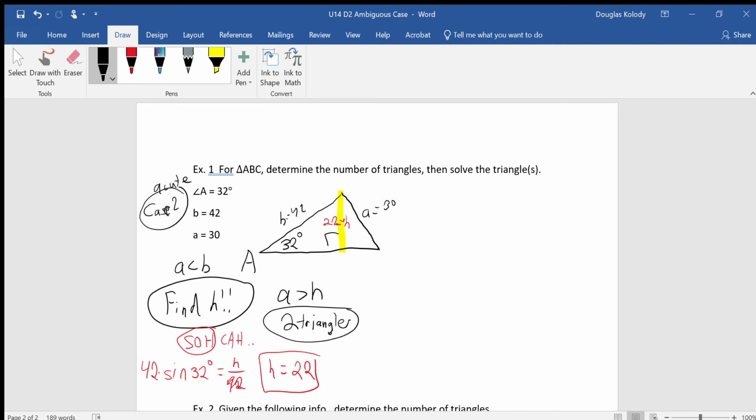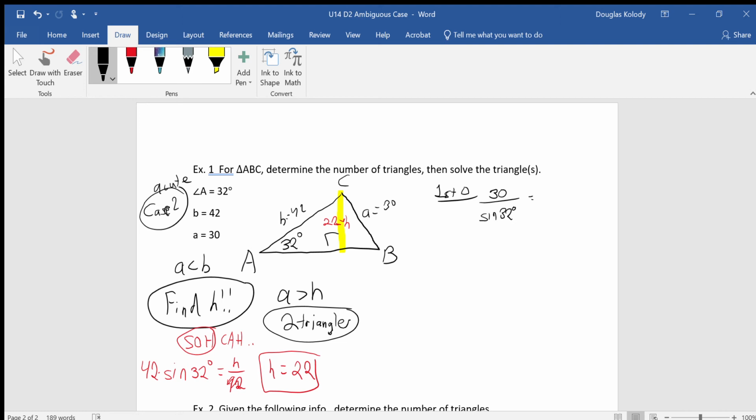All right, so the first triangle, triangle number 1. I'll even write that right here, first triangle. Let's set up the law of sines. Remember, it's the side divided by the sine of the angle. That's not going to change. So then what do I need to find here? I need to find angle B, and I need to find angle C.